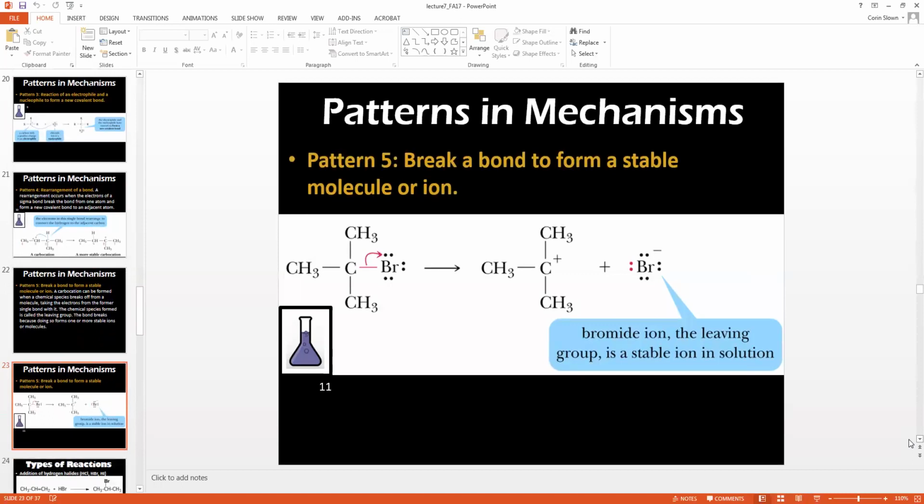Here's an example of pattern 5. So in this case, my bromide breaks the bond between Br and C. It leaves, forming a bromide ion, which is a stable ion in solution. And I form a tertiary carbocation, a very stable carbocation because carbon is substituted.